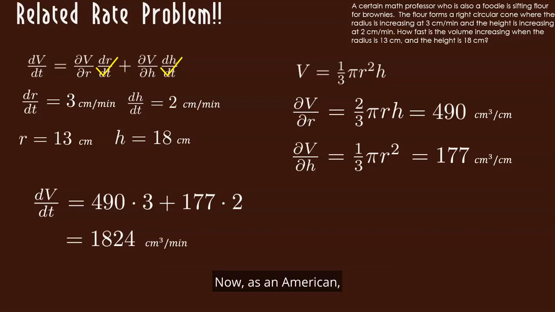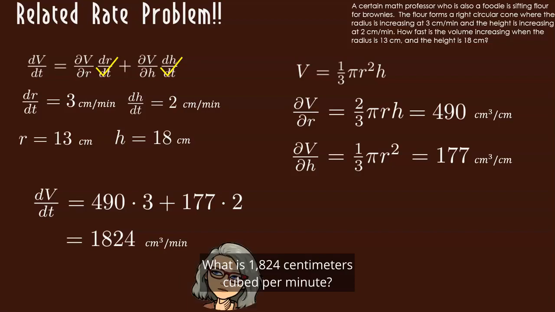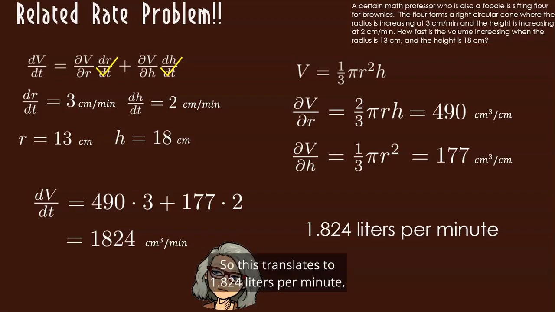Now, as an American, I have no idea how metric works, of course, because I'm a stupid American. So I want to figure out what 1824 centimeters cubed per minute is. Well, I know there are 1,000 centimeters cubed in a liter, so this translates to 1.824 liters per minute. And that seems reasonable. I think I can sift almost 2 liters per minute. Yeah, I think I can do that if I'm in a hurry to make those brownies.